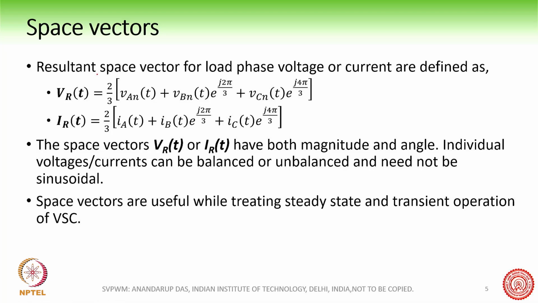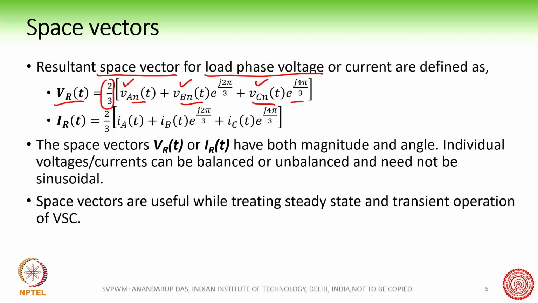As you can see, the resultant space vector for any three-phase quantity, suppose we take a load phase voltage. These load phase voltages, A phase, B phase and C phase, are shown here. These are instantaneous quantities of the load phase voltage, and the resultant space vector is given by this formula, V(t), which is 2/3, a multiplying factor, times V_AN(t) plus V_BN(t) e^(j2π/3) plus V_CN(t) e^(j4π/3).